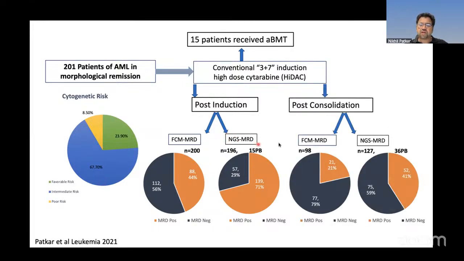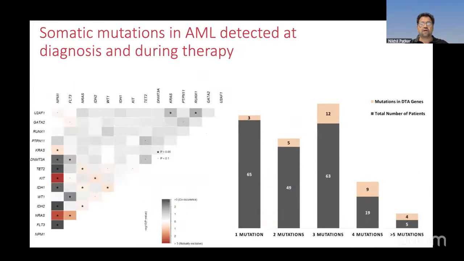At the post-consolidation time point, again, the number of patients who were NGS MRD positive was more as compared to flow MRD. So you can see here that using our approach, in more than 85% of patients we could detect one or more mutations which were suitable for tracking. The way these mutations interact also can be predicted. For example, NPM1 mutations are strongly associated with DTA mutations, IDH1, IDH2, and FLT3 mutations, but not so much with others.